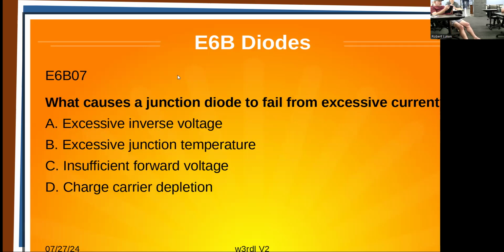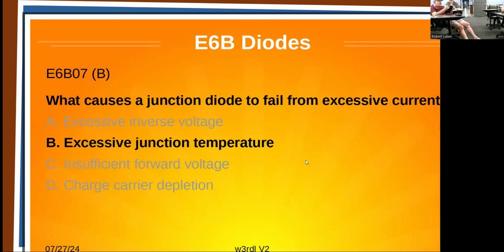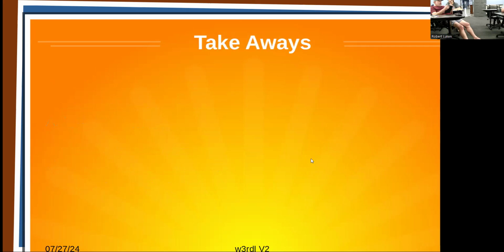So what causes the junction diode to fail from excessive current? B. Excessive junction temperature.